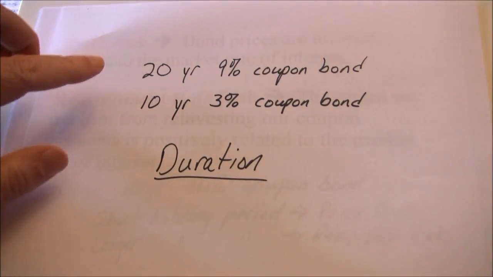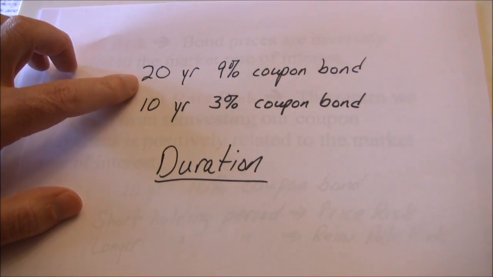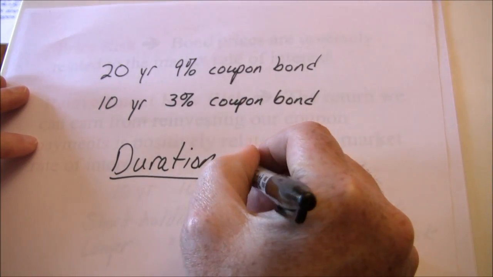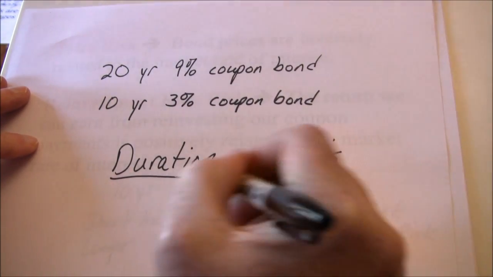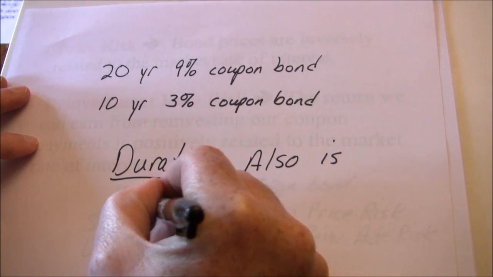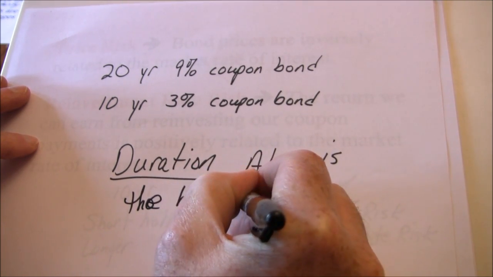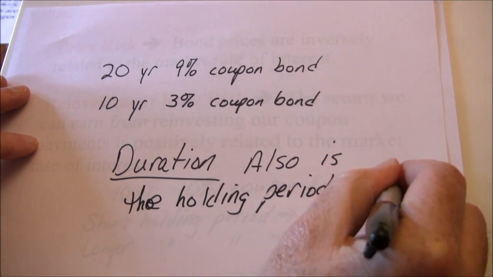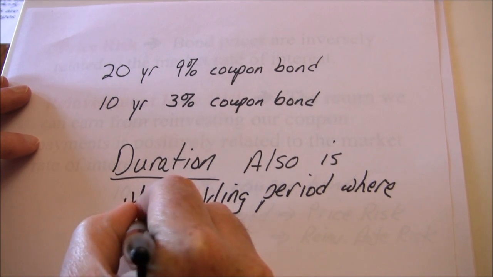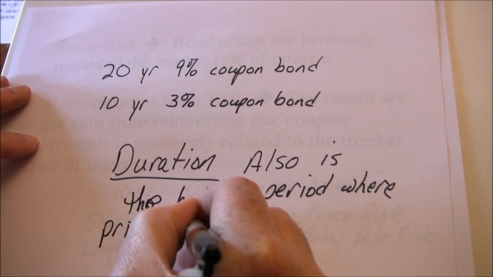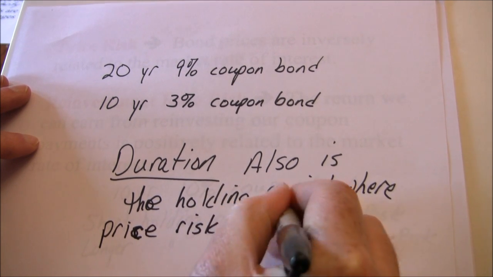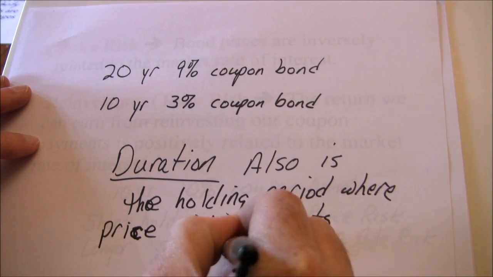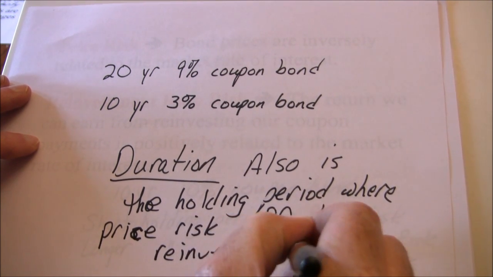Going back to what we said, duration can tell us how sensitive these bonds will be. It also is the holding period where price risk offsets reinvestment rate risk.